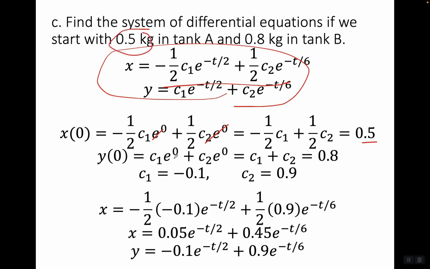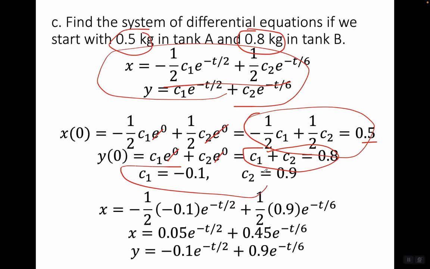And then y of 0, again, e to the 0 is 1. So y of 0 is just c1 plus c2, and we know what y of 0 is. You start off with 0.8 kilogram of salt in tank B. Okay, so now we just have a system of equations. Minus 1/2 c1 plus 1/2 c2 equals 0.5. c1 plus c2 equals 0.8. The solution to that turns out to be c1 is negative 0.1 and c2 is 0.9.